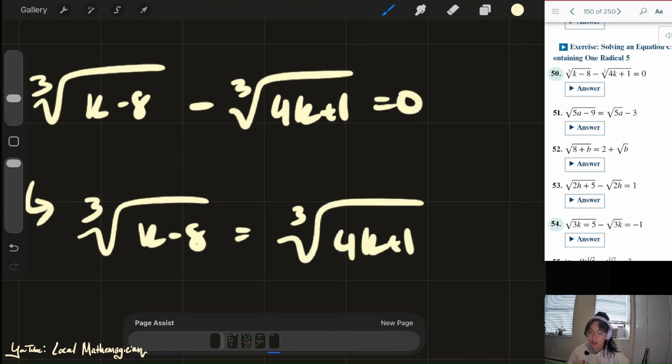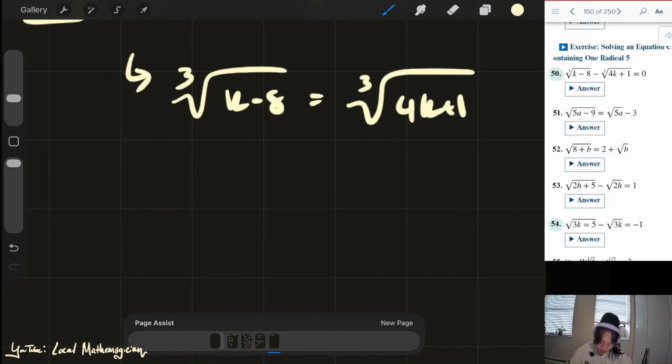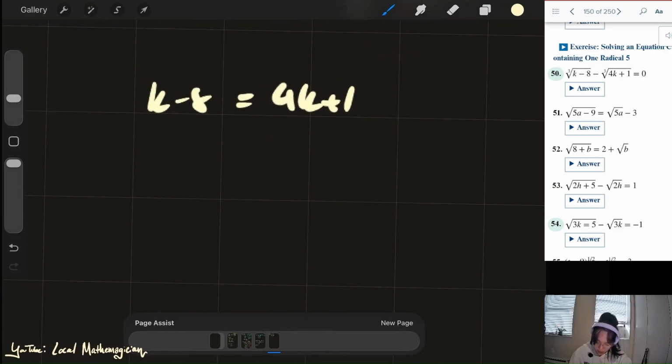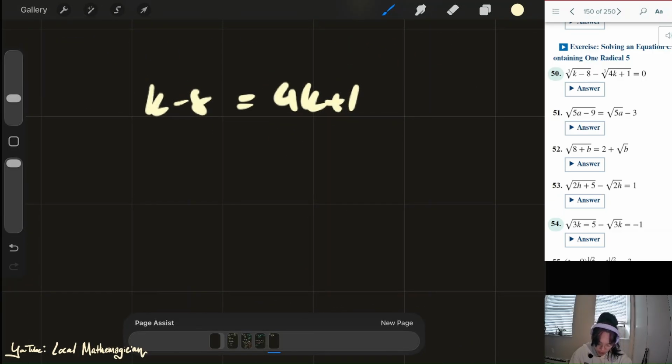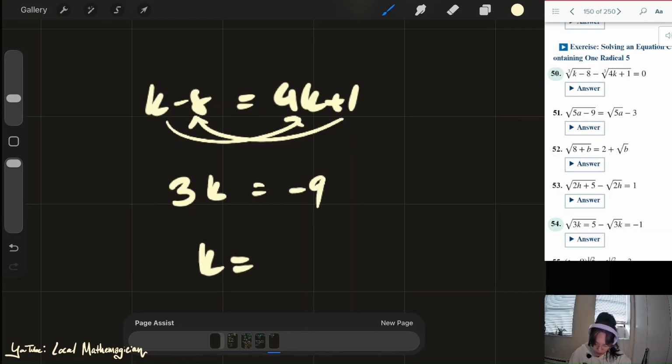If you want to write this as a fractional exponent, go crazy, okay? All right, I'm going to raise everything to the third. k minus 8 is equal to 4k plus 1. I'm going to do some isolating magic. This is going to be 3k, subtract like that, and then like that, is equal to negative 9. k is equal to negative 3. Let's hope I didn't mess that up.